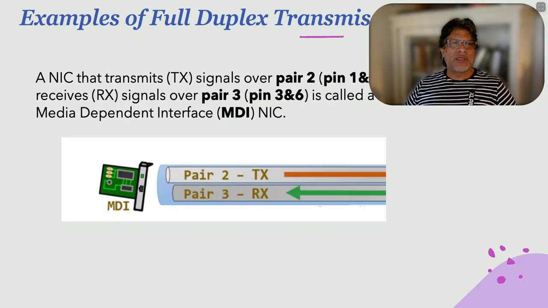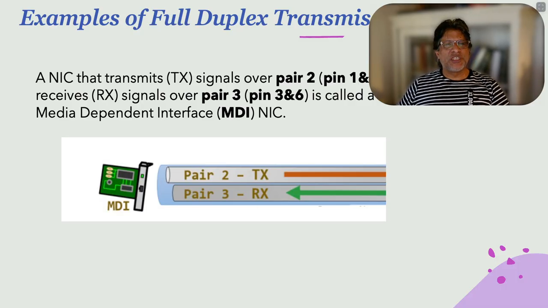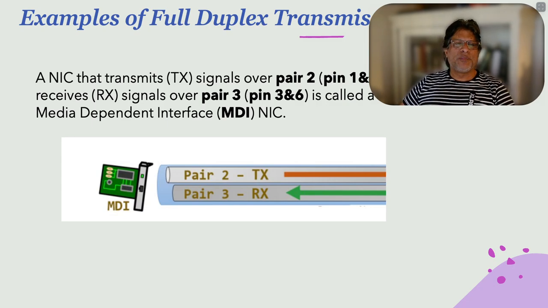We can look at an example of a full duplex transmission mode. Here is a diagram of a network card that transmits signals over pair 2, which is pins 1 and 2, and receives signals over pair 3, which is pins 3 and 6. This is called a media dependent interface, MDI NIC, network interface card. So this is how the wiring would be in a normal network card.